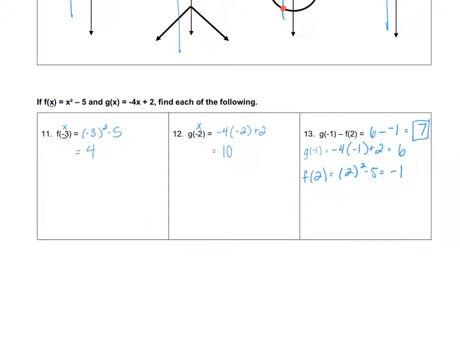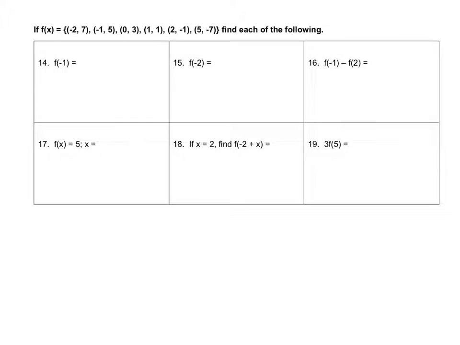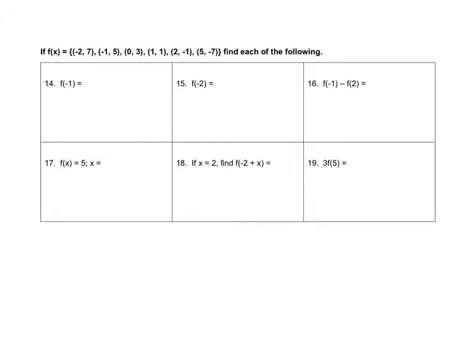And I'm going to go ahead and box each of these answers so that we can see it clearly here. 6 more problems here. On this one, I have if f of x is equal to each of those points, find each of the following.